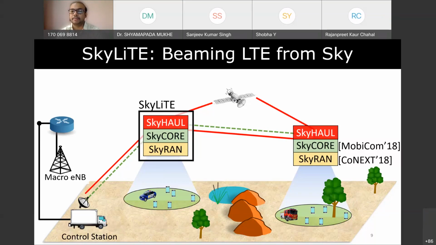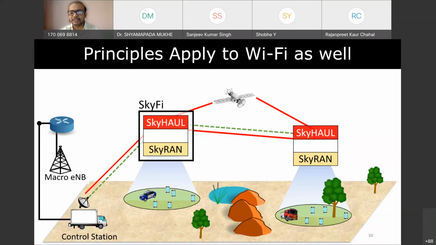If there are multiple drones, you don't want them to collide with each other, right? And at the same time, you need to have the backhaul network accessible to most of the clients. So there are different research problems here, and this is not specific to LTE. If you just remove the Sky Core part, all the algorithms that we are developing are generic. They can apply to any sort of wireless network.